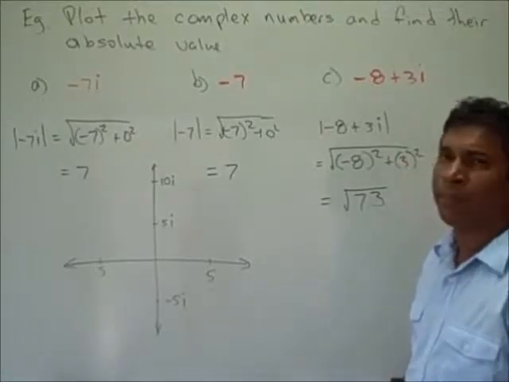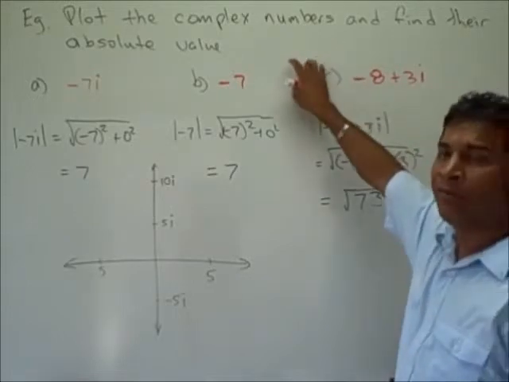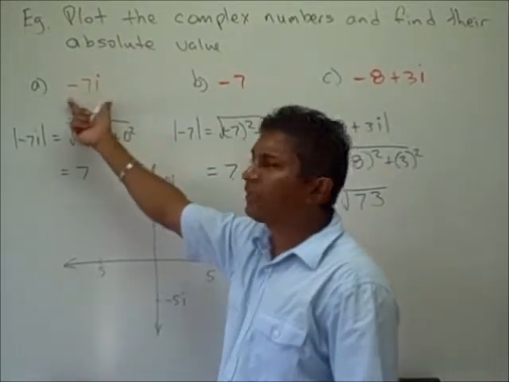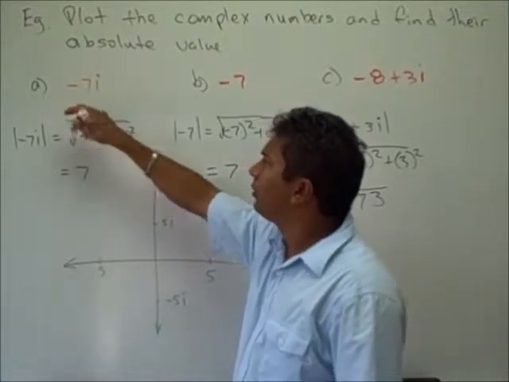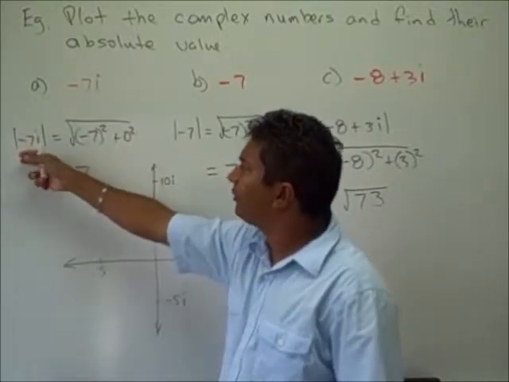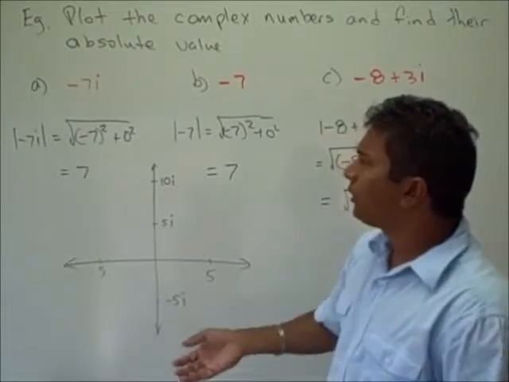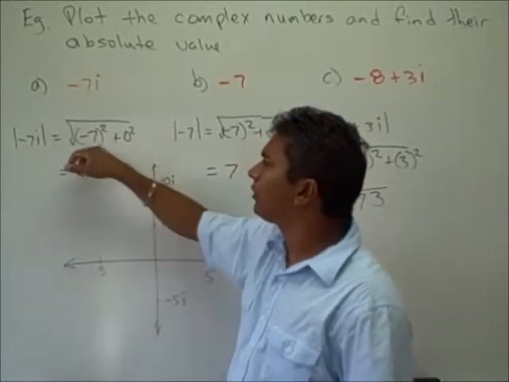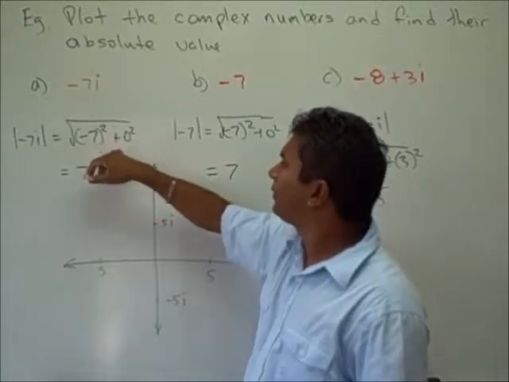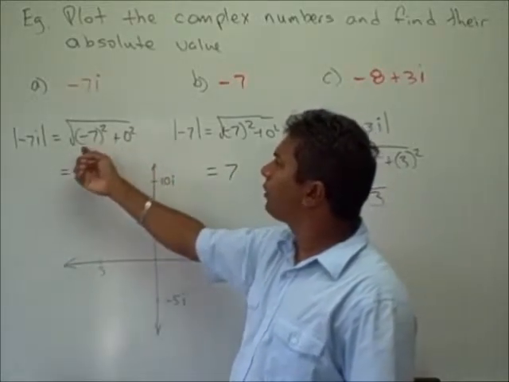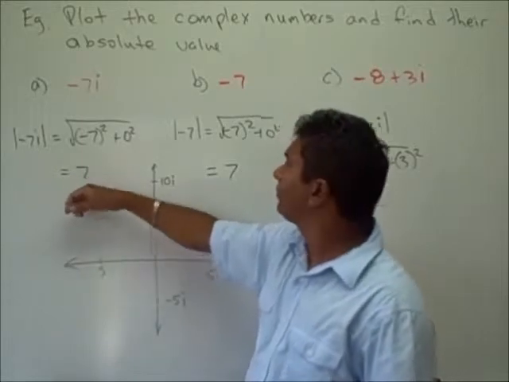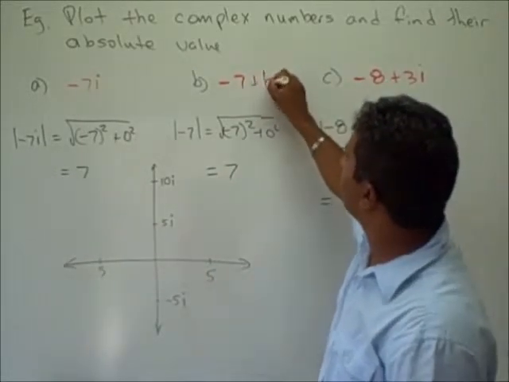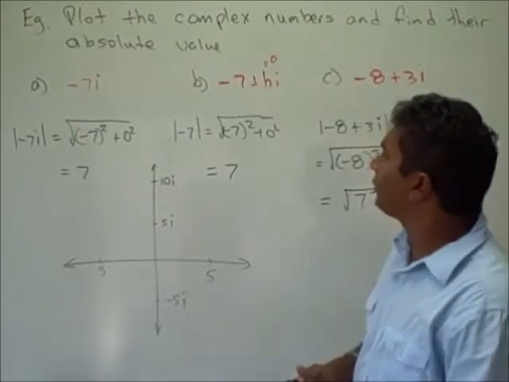So here's an example of plotting complex numbers and finding their absolute value. First, we're given the complex number negative 7i. To find the absolute value of negative 7i, we can see that our real part is 0. So this will be negative 7 squared, our imaginary part, squared plus 0 squared. So this is the square root of 49, which is just 7. Here the imaginary part, the bi, is 0. So our b is equal to 0.